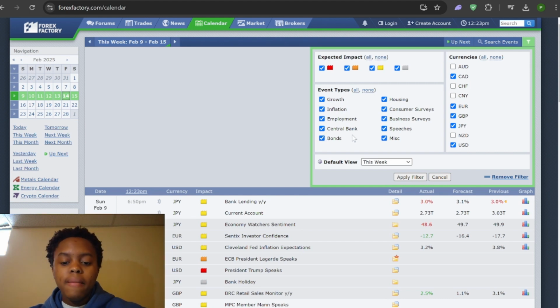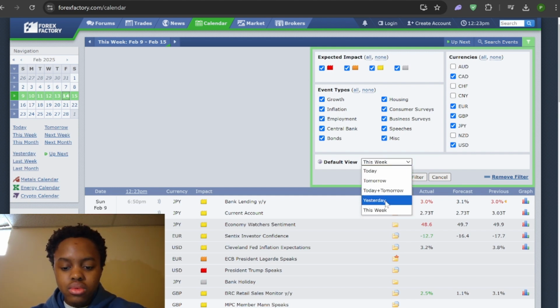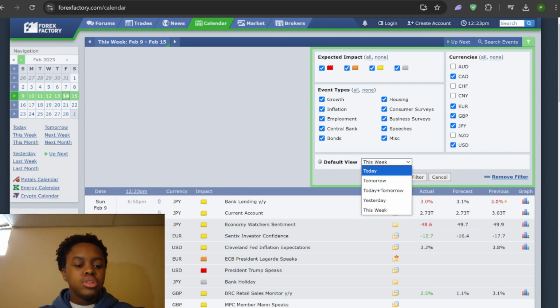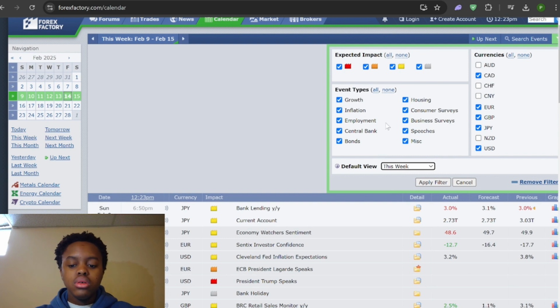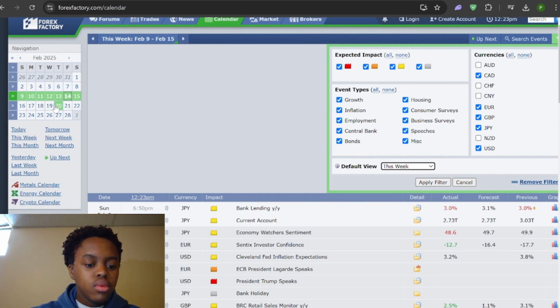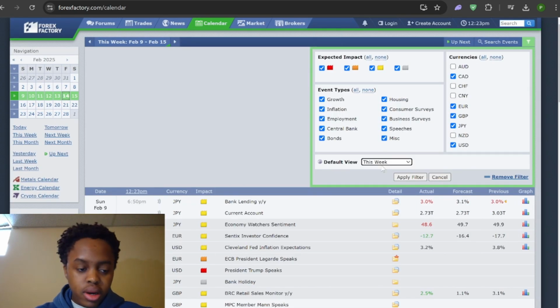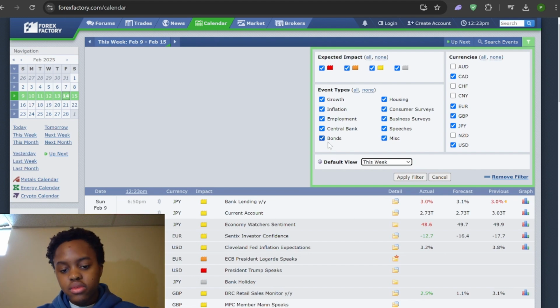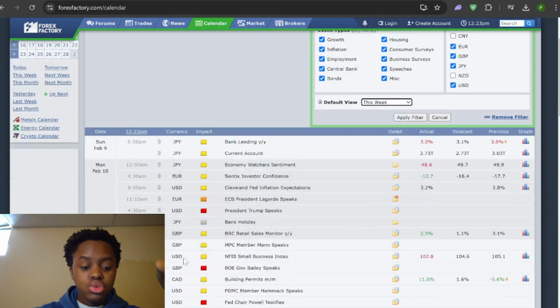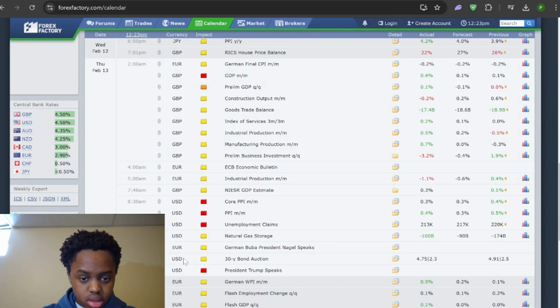So bonds, central bank, employment, inflation, growth. Just click all of them. And here, default view. If you want to see the ones of today, you can click it, and it's just going to show in this navigation here. If you want to see the ones for the week, as you can see, it's showing me on this green line here, from Sunday to Saturday. So I clicked here for this week to see the full news of the week. You get what I'm saying?